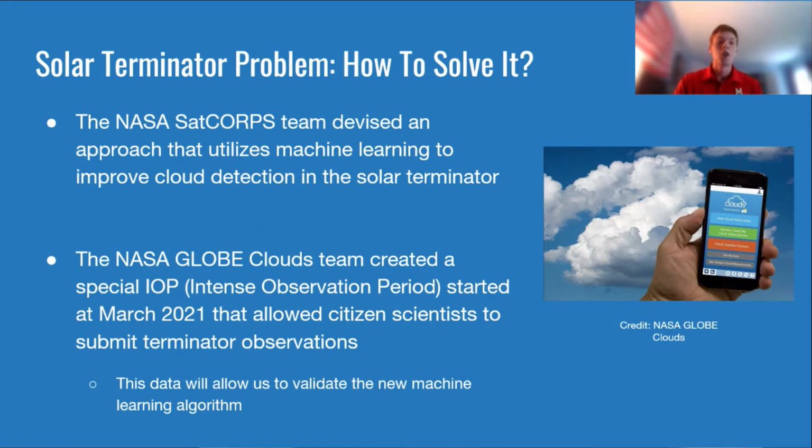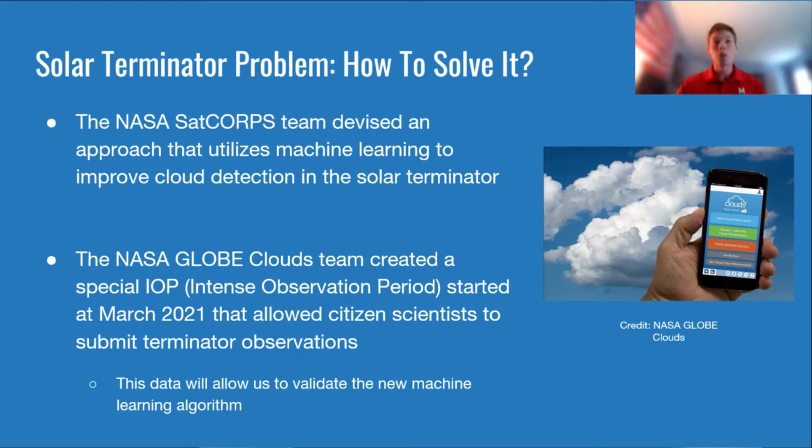So how do we solve this? Both the NASA SatCORE team and the NASA Globe Clouds team offered solutions in order to help solve this problem. The SatCORE team devised an approach that utilizes machine learning in order to help improve cloud detection during the terminator. And the NASA Globe Clouds team launched an IOP, which is an intense observation period that started March of 2021, where citizens could use the GLOBE Observer app in order to measure the cloud coverage from where they are located.